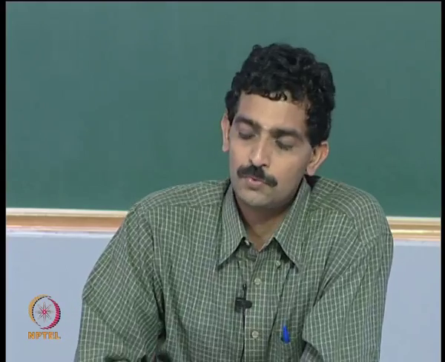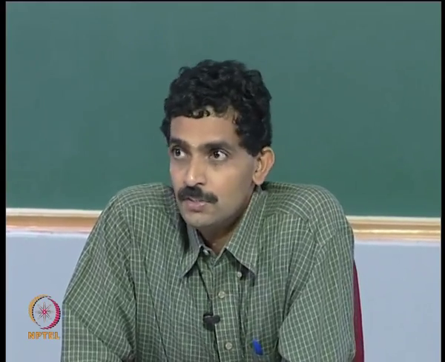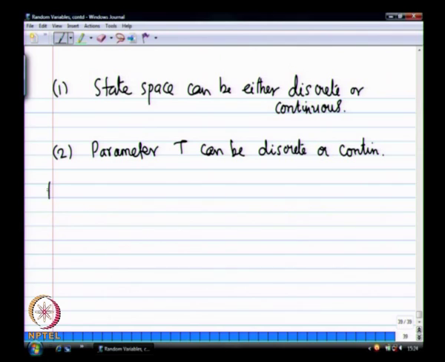So your parameter space can be discrete or continuous. This gives rise to 4 different systems. You have a discrete parameter with continuous state, a discrete parameter with discrete state, and so on. So we have 4 combinations, and we will take a look at what those combinations are.